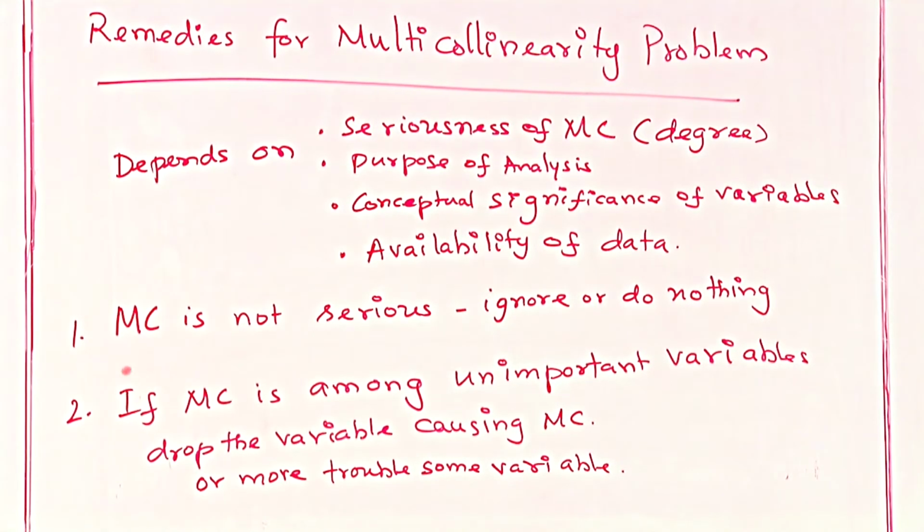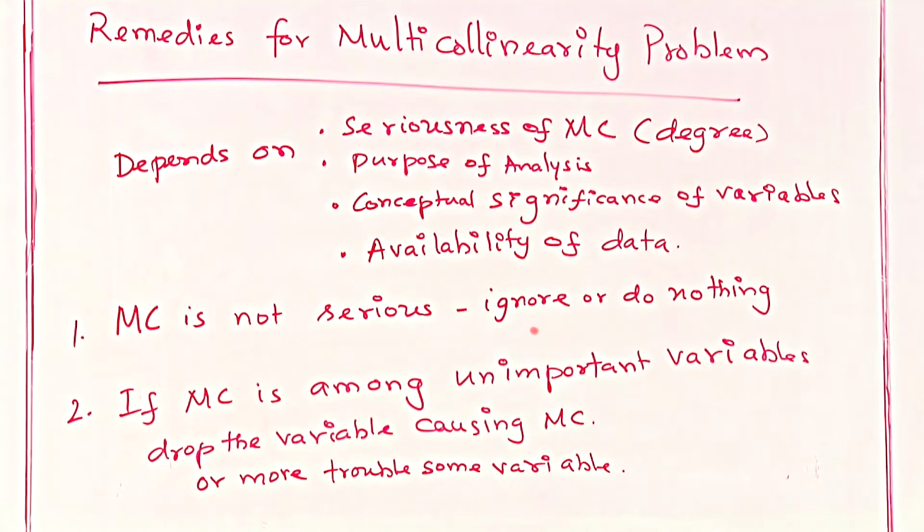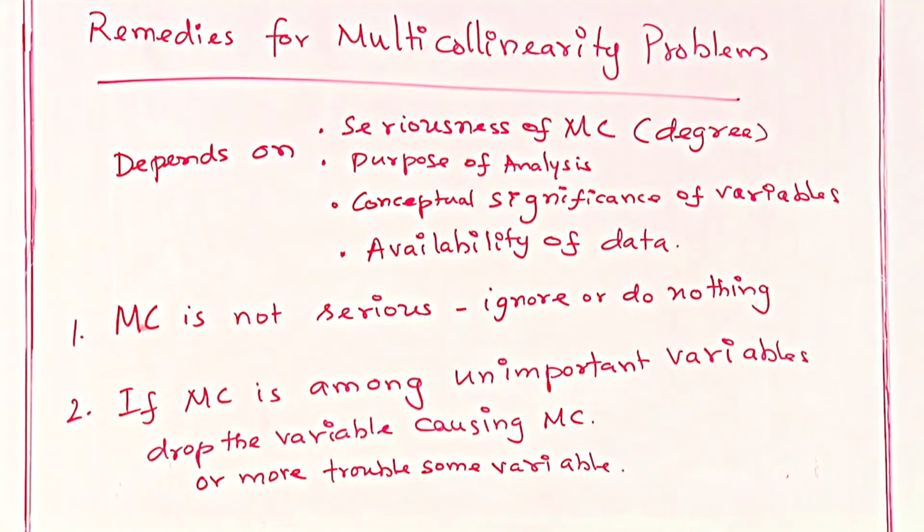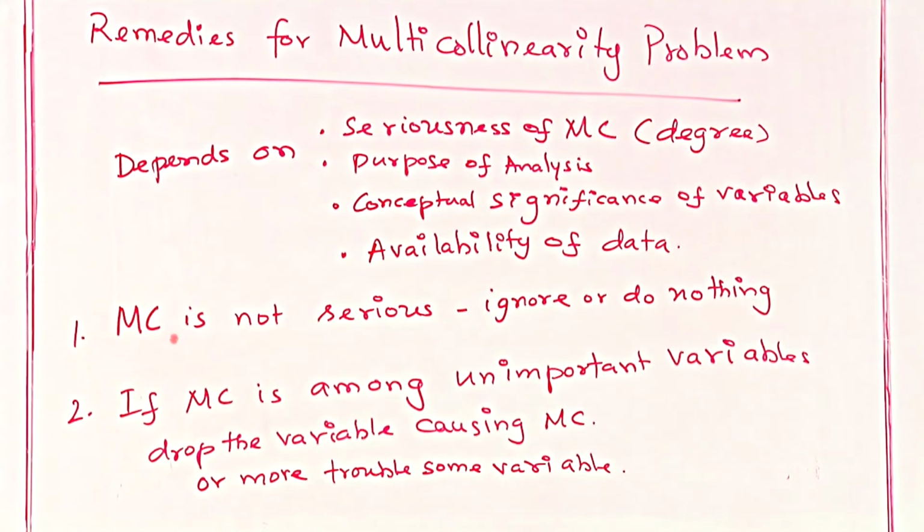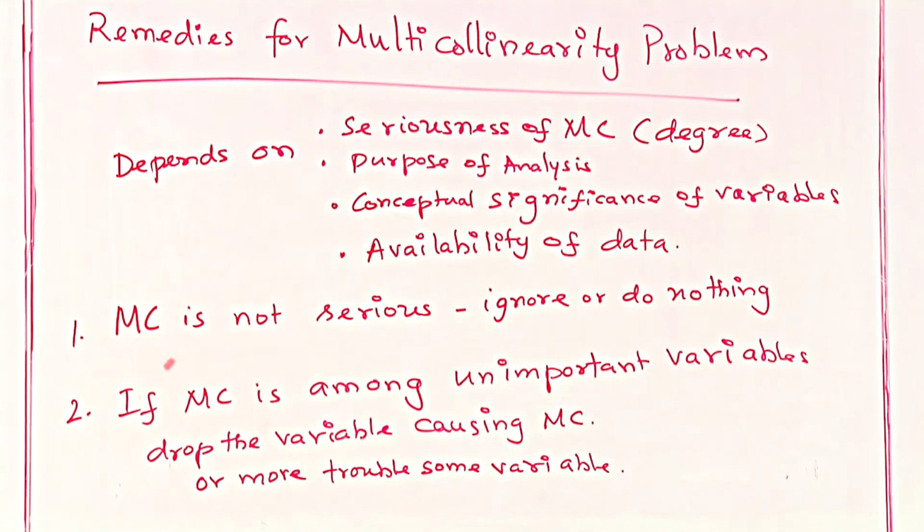If MC, the multicollinearity, is not serious, ignore or do nothing about the problem, because every regression model has got the multicollinearity problem. This is an all-prevailing problem. This problem does crop up in every regression model, right? We will address this issue only if it is very serious. Otherwise, we can just ignore the problem.